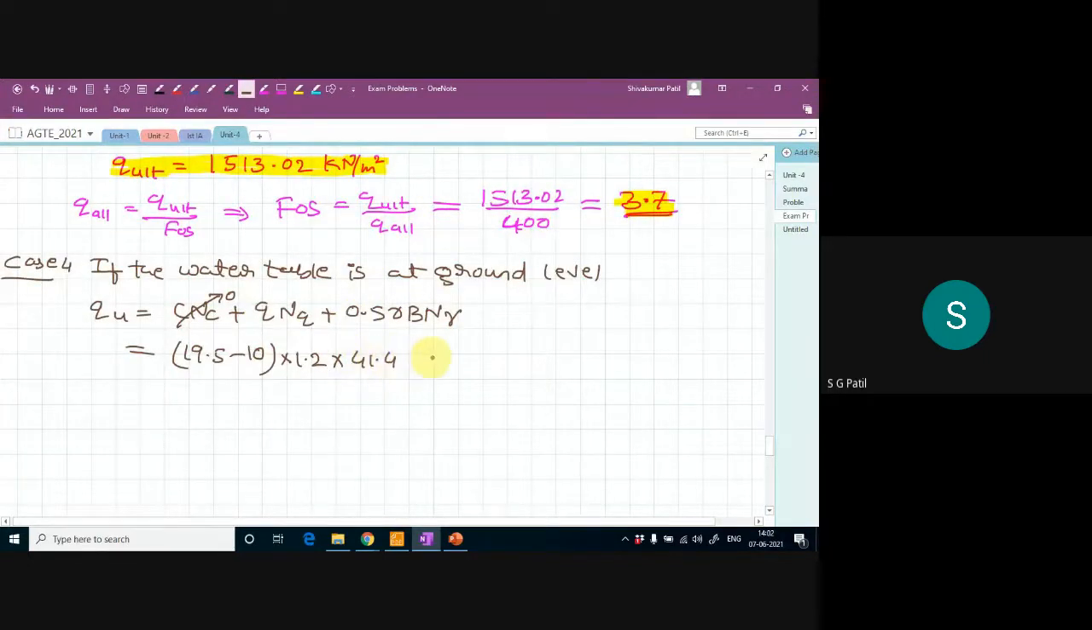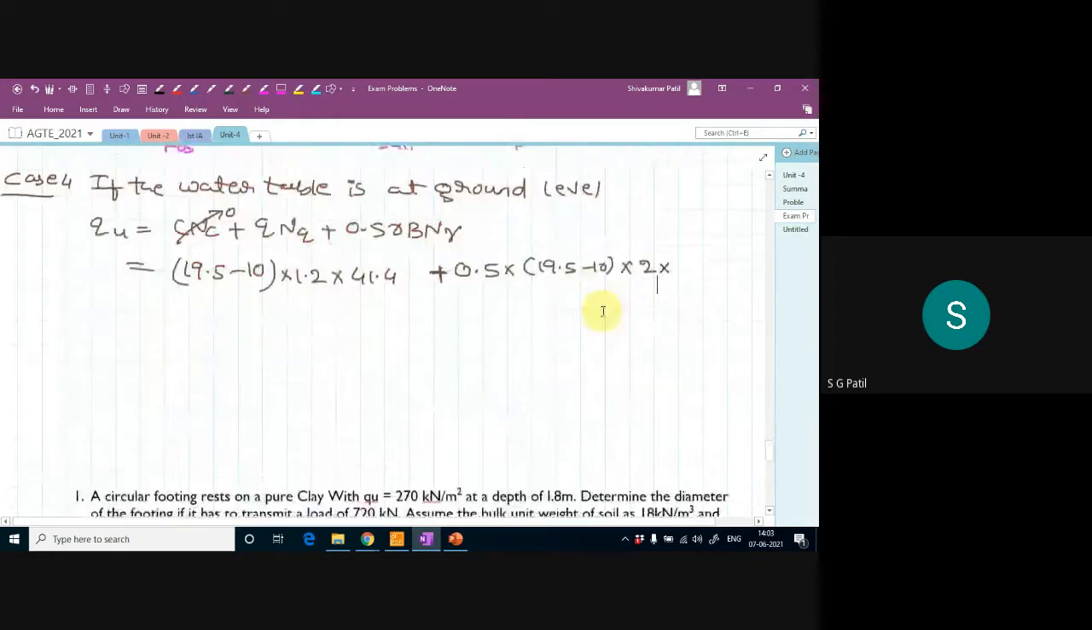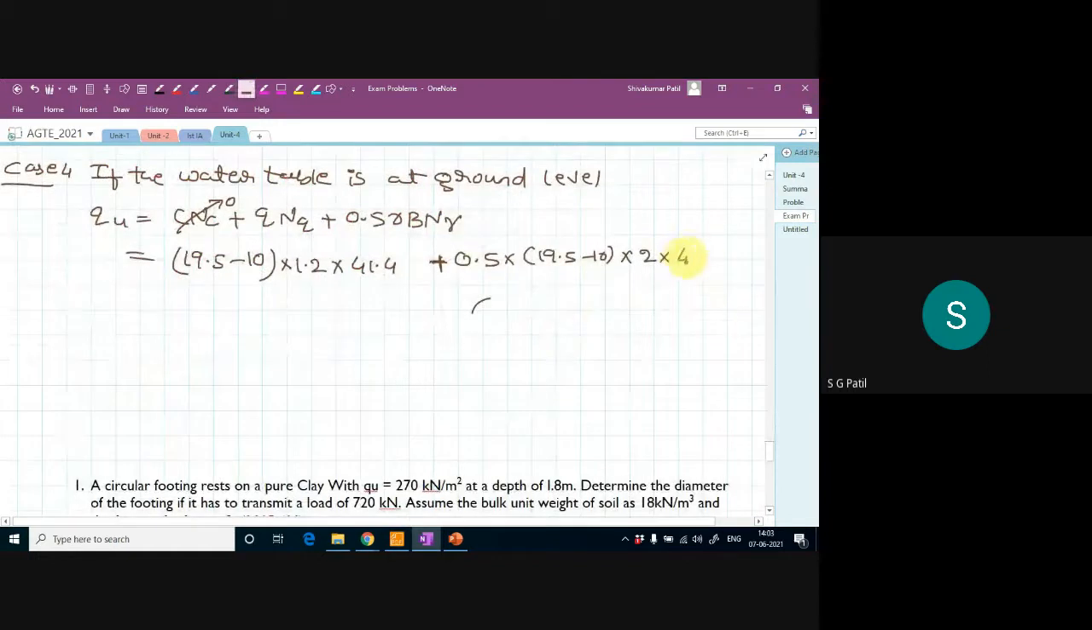Second term, you take 0.5 into, anyway, soil is in submerged condition. All the soil: second term soil is also submerged, and third term soil is also submerged. So 19.5 minus 10 into width of foundation, which is 2 meter, into N gamma. N gamma is how much? N gamma is 42.4. Calculate how much you are getting. 874.